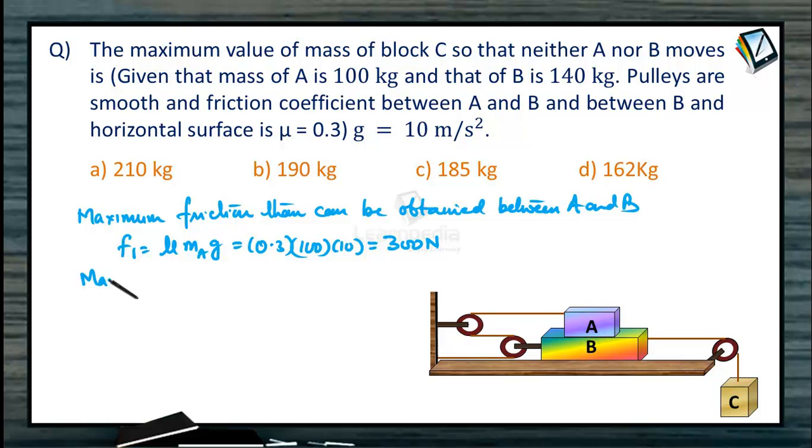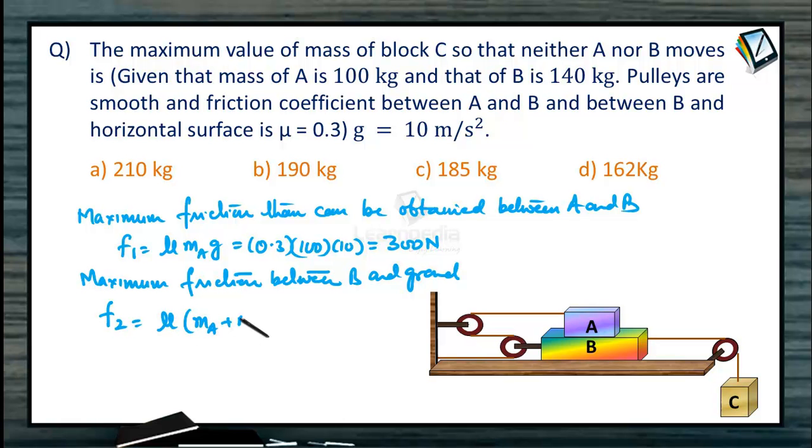Now calculate the maximum friction between B and the ground. Let me call this F2. F2 is mu times the total mass, MA plus MB, into g. Mu we know is 0.3, mass of A is 100, mass of B is 140, into g is 10. So this will be 720 Newton. So now we know the friction between A and B is 300 Newton, and between B and ground is 720 Newton.